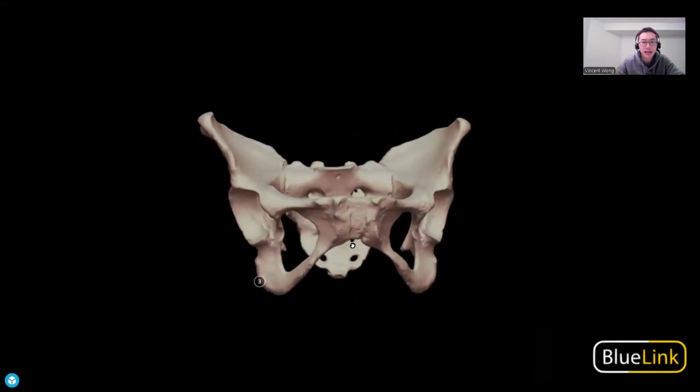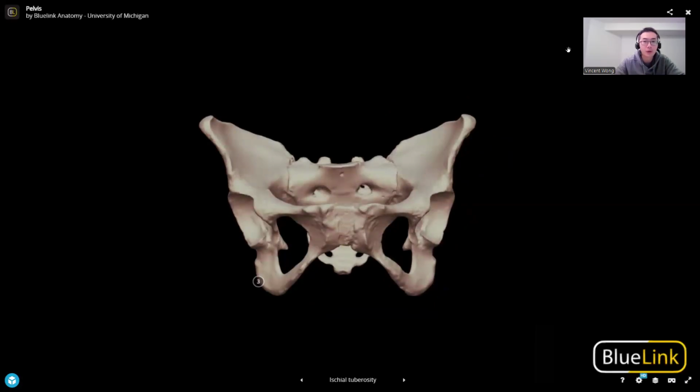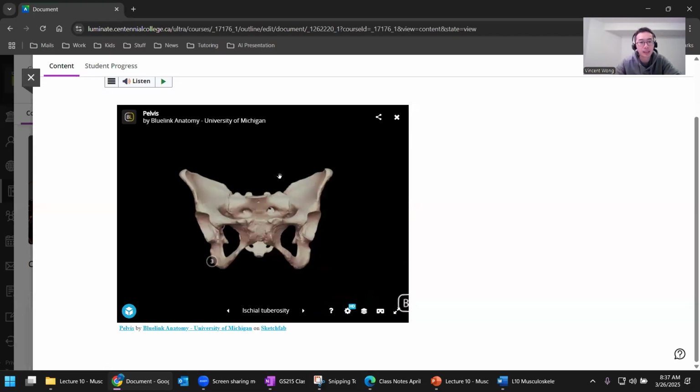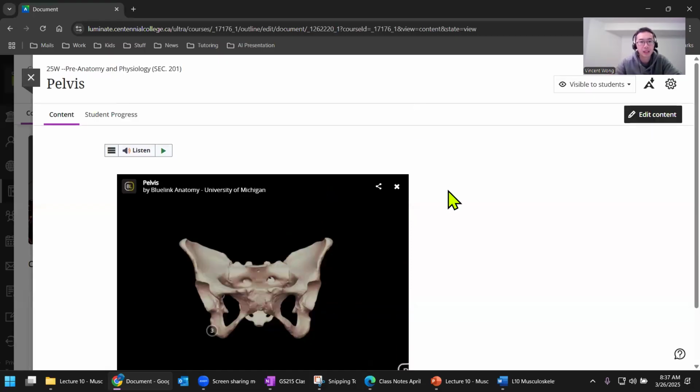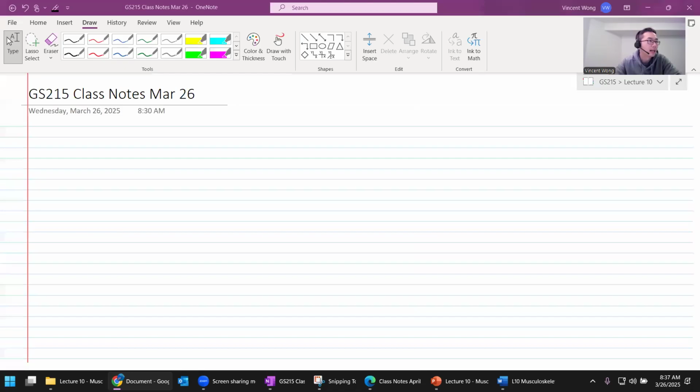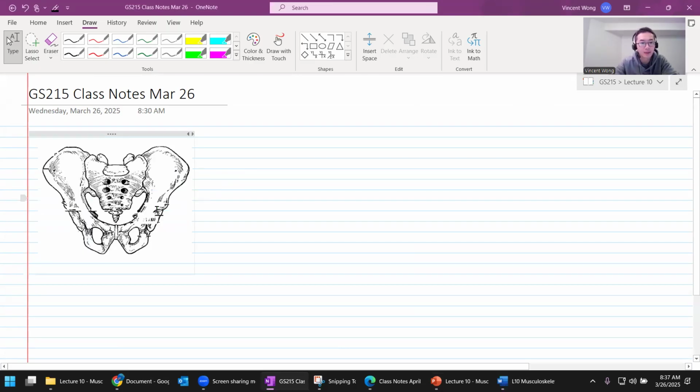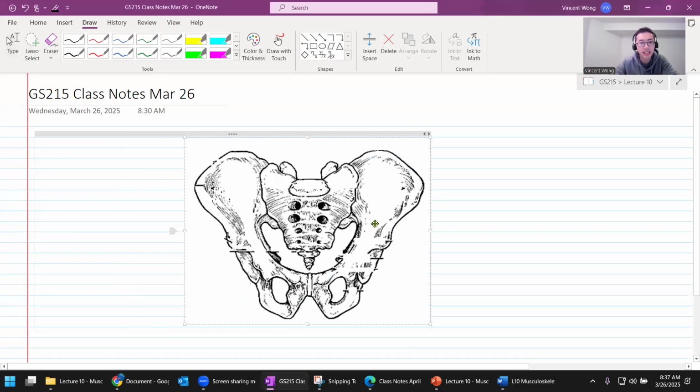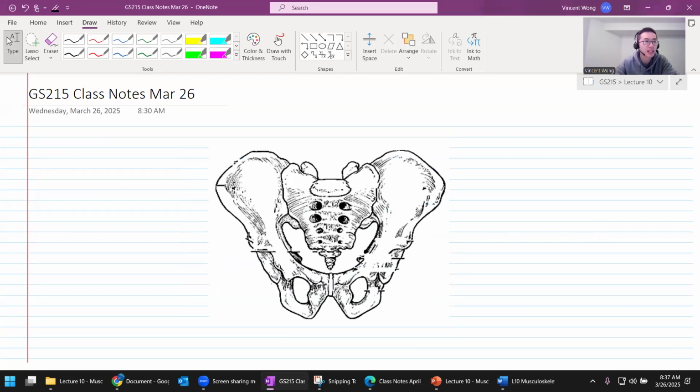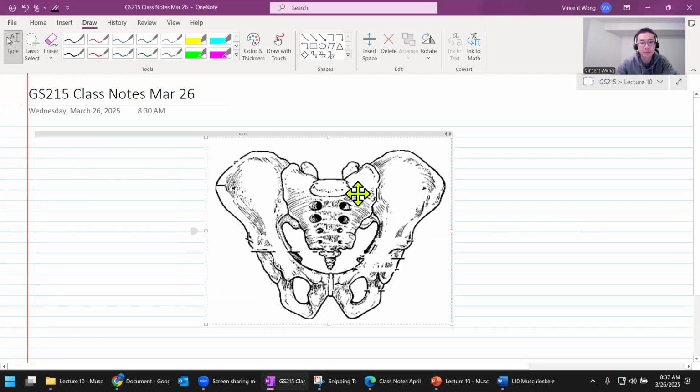So that is our pelvic girdle. You can see this model and play around with it on Luminate. Now that was a lot of information already. We're only 5 minutes into the class, but here's the diagram for it. It's from your study guide. So let's try to label as many things as we can.